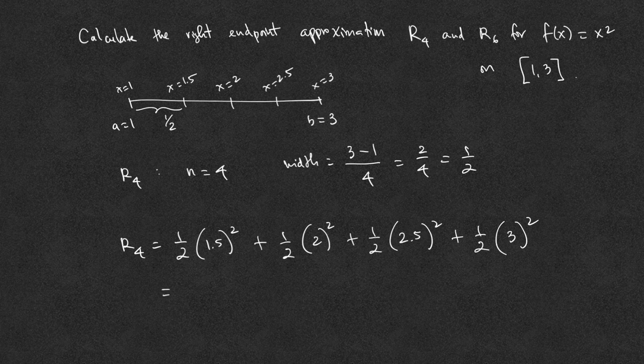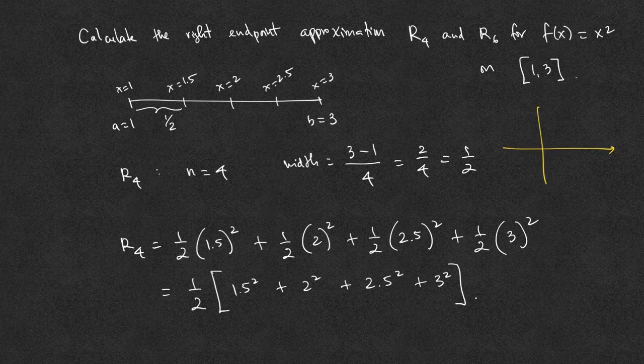Usually, since they have the same width, we simply factor out the width 1/2 and we add the heights only. The height is 1.5 squared plus 2 squared plus 2.5 squared plus 3 squared. And again, we're using the right endpoints.